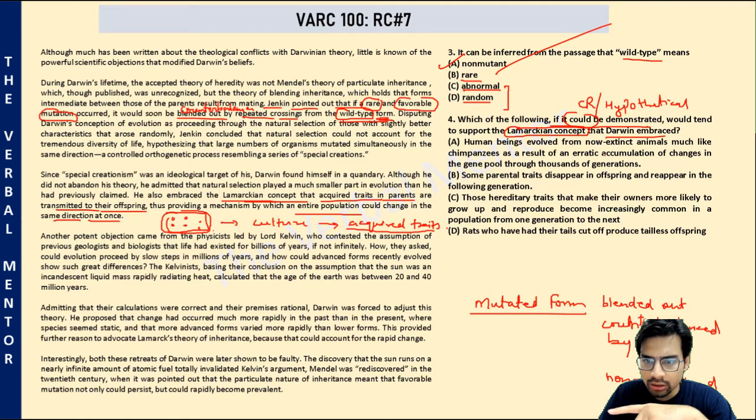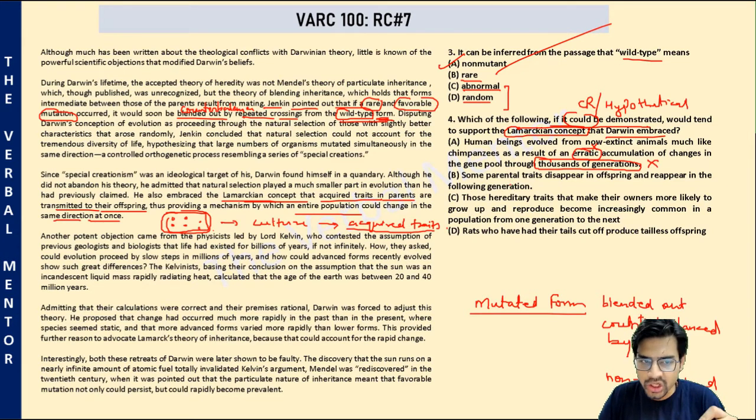Human beings evolved from now extinct animals, much like chimpanzees, as a result of erratic accumulation of changes in the gene pool through thousands of generations. Now, this is not erratic, first thing. First problem, the changes are not erratic. No. Parents are transmitting certain acquired characteristics to their kids directly, one generation transmittance. Thousands of generations not mentioned. So option A is not in coherence with the Lamarckian concept.